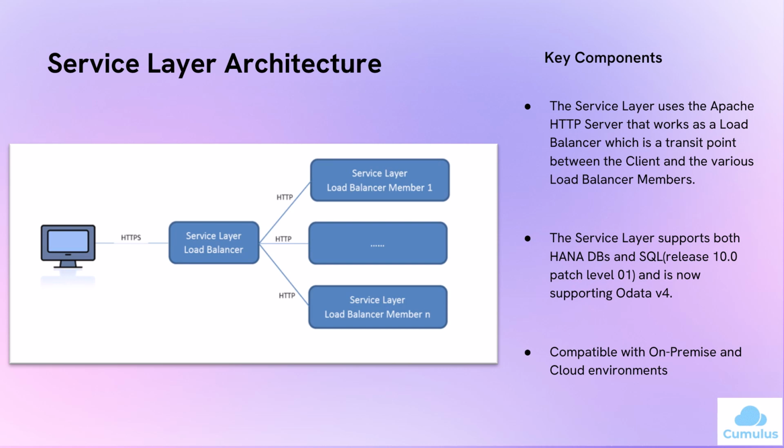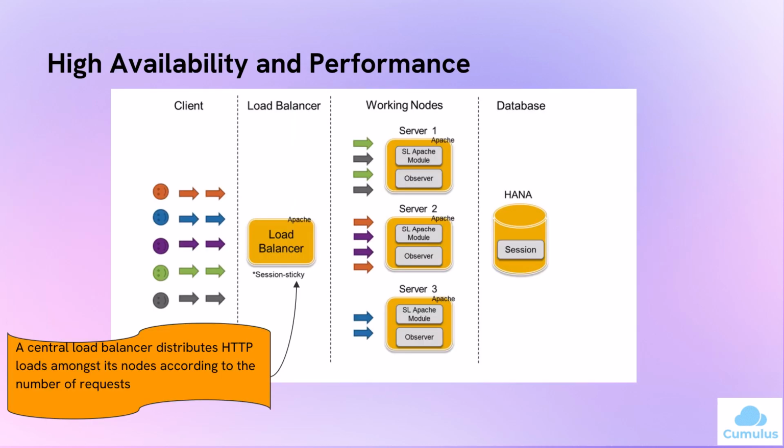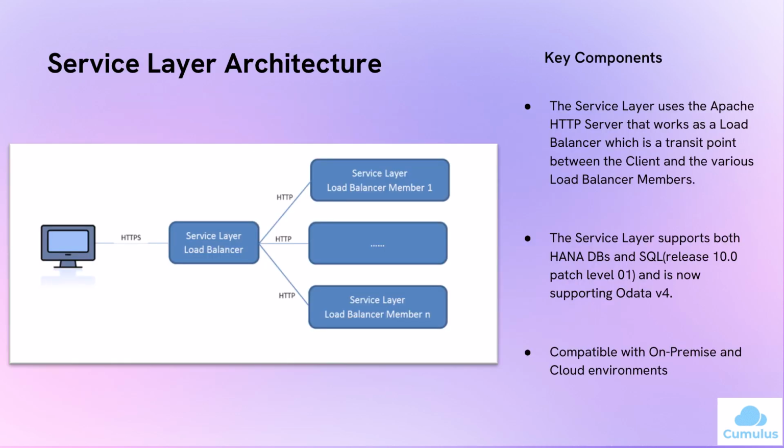So it's very important to know how this architecture is working. I think it's also best depicted here in that schema. You can see that the service layer actually is very susceptible to the number of requests, to the load that is being put on it by the users or by the calls that are done by the users, and that central load balancer is federating the requests to all the load balancer members.